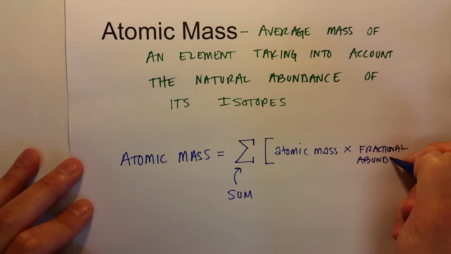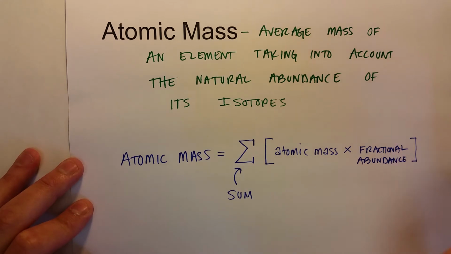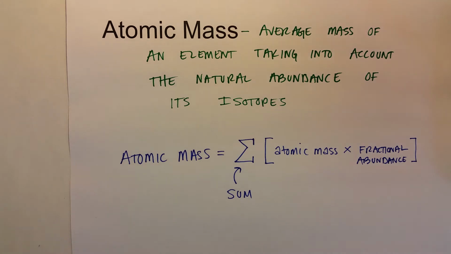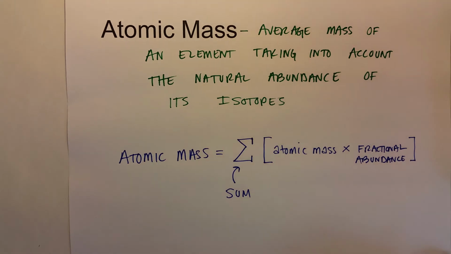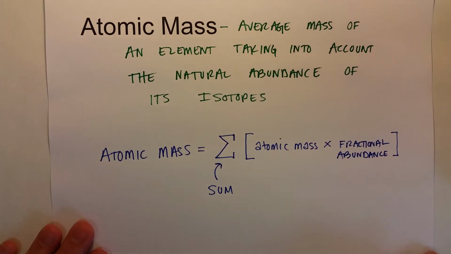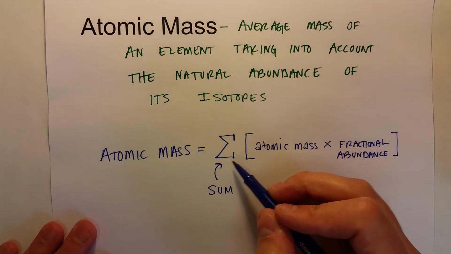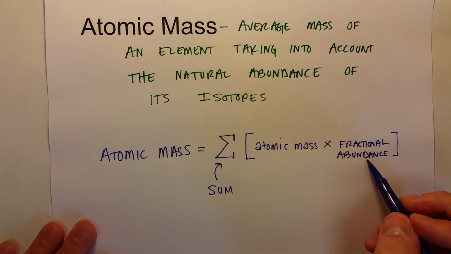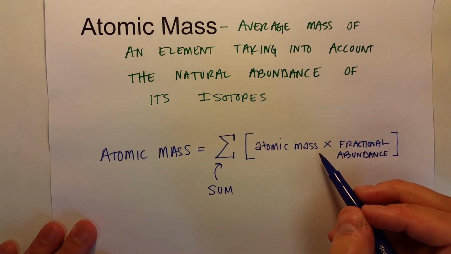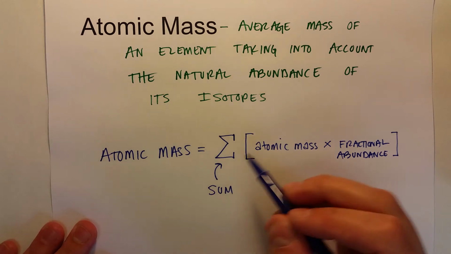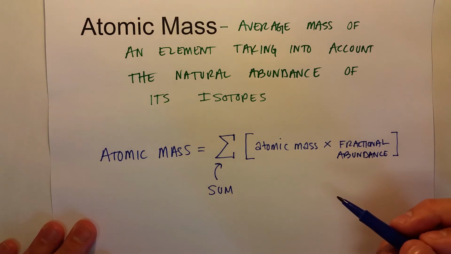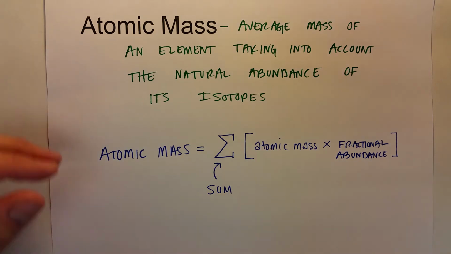Now I want to emphasize the fractional portion of this equation because the natural abundances of isotopes are usually reported in percent. So we're going to sum up the atomic mass times the fractional abundance. We're going to do this calculation and then add it to the same calculation for each isotope. Let's take a look at an example and we'll try to make sense of that equation.